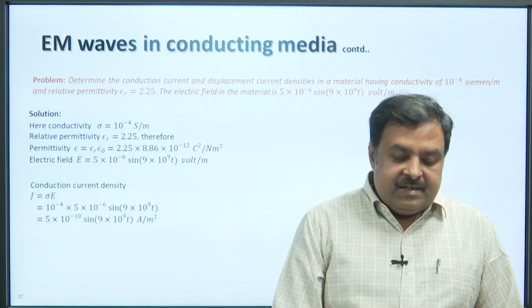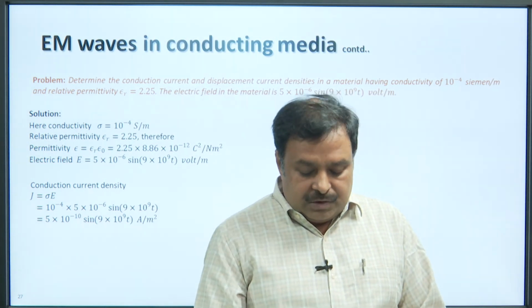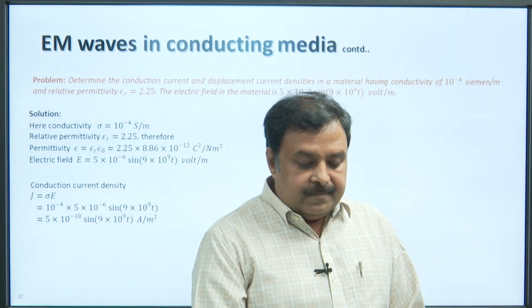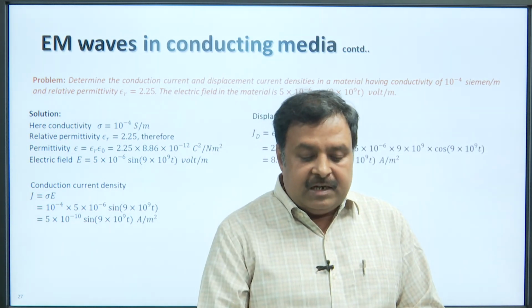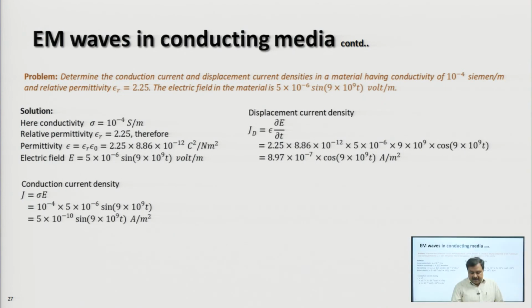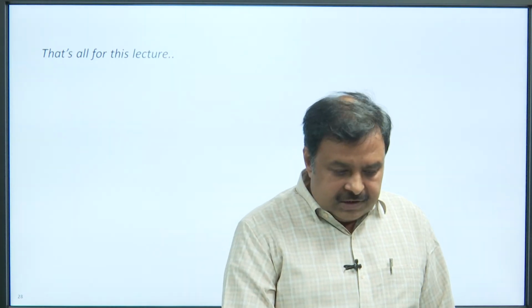and J is given, sigma is given, E is given. So, I get J equal to sigma E, and displacement current is epsilon delta E by delta T. So, I can differentiate E with respect to time, and I can get J D displacement current also. So, that is all for this lecture.